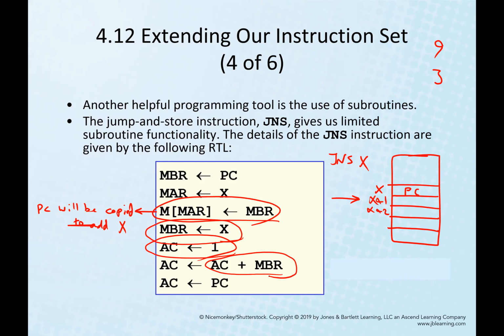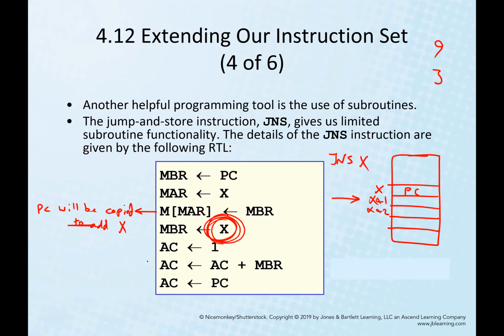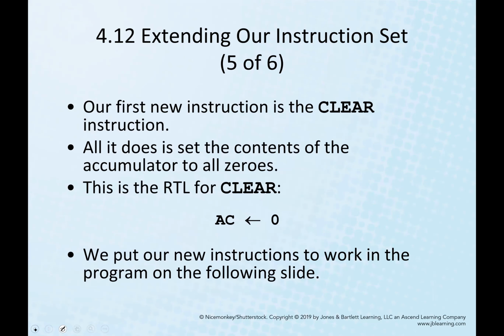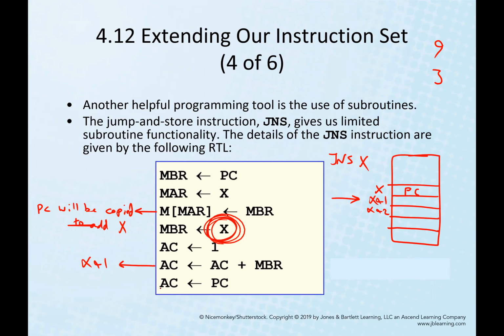What is the content of MBR? Can you tell me? The content of MBR is X. So what is the value of AC at this moment? X plus 1, very good. And the last line, oh, this one is a mistake. Fix your PowerPoints. This one should be AC moves to PC. This is a typo, so correct this one in your slides.